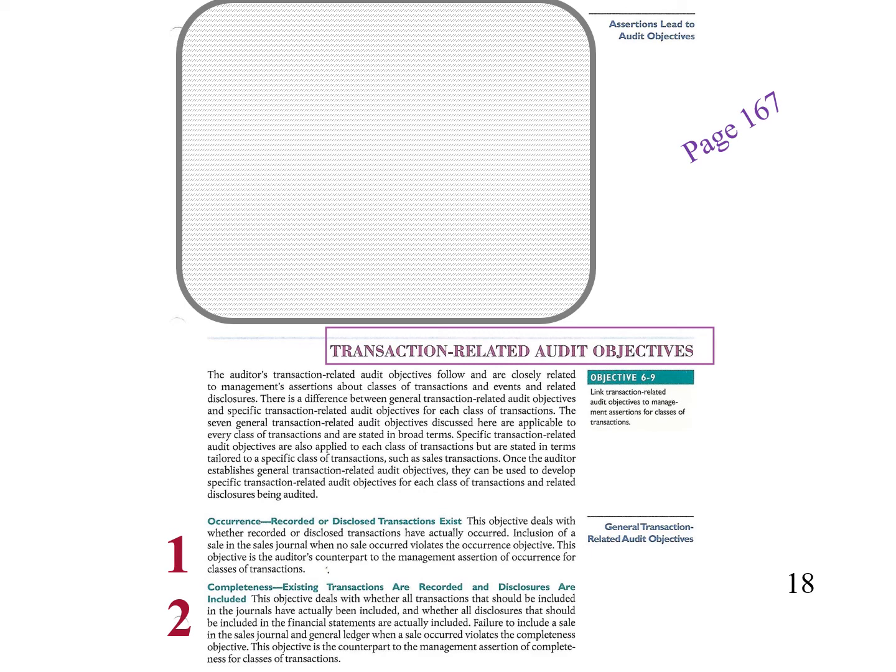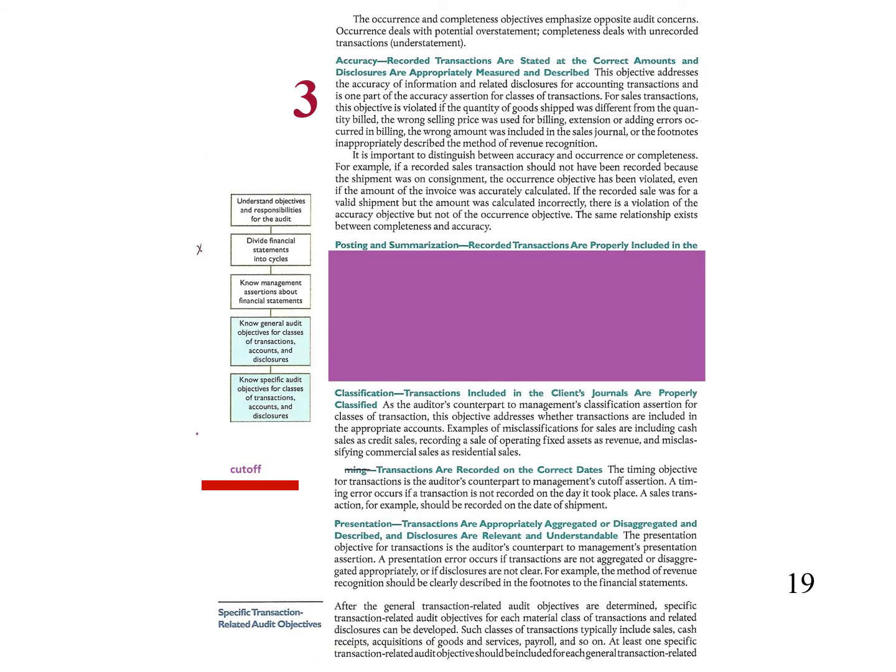I want to stop for a minute. Think about completeness. If a transaction is recorded in the sales journal, we don't have to worry about completeness, do we? Because completeness says I'm worried about a transaction that occurred and didn't get recorded. So if a transaction got recorded, then I don't have to worry about completeness. Does that make sense? And third, accuracy.